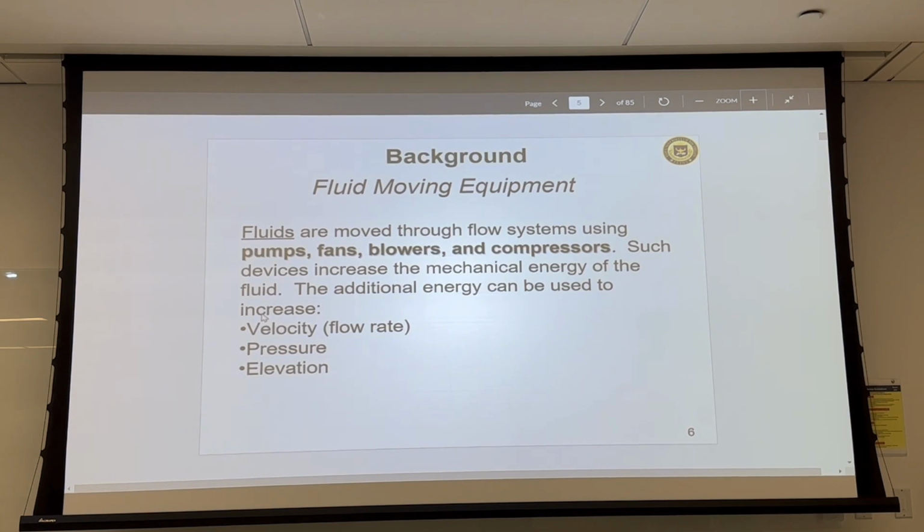Such devices increase the mechanical energy of the fluid. The additional energy can be used to increase velocity, pressure, and elevation. So basically, in a stationary fluid, you are drawing the fluid into the pump and imparting some energy to build momentum. And that momentum is what is going to convert into velocity and pressure. And if it is elevation, if you have to pump fluid certain feet high above the ground, that means you have to have the pressure to move the fluid.